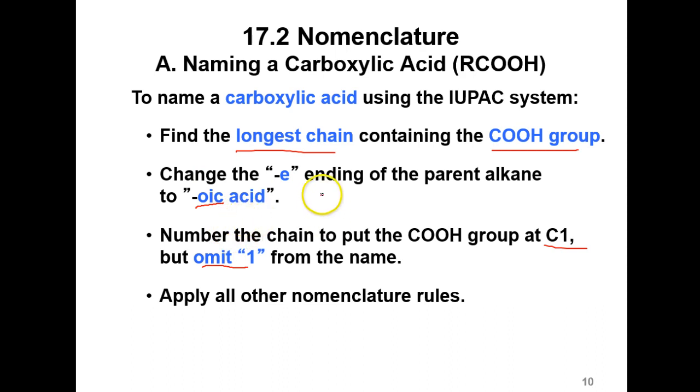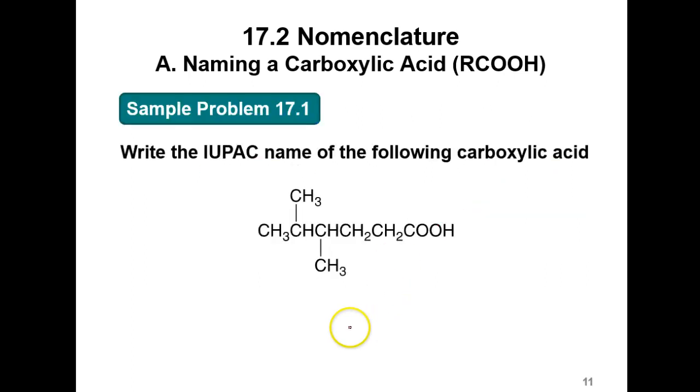If it's 5 carbons, it would be called pentanoic acid. That would be a 5-chain carboxylic acid. Then you apply all the normal other nomenclature rules. Here's an example. Our longest continuous chain that includes the carboxylic acid would be this chain right here. You start counting from the carboxylic acid. That's always carbon 1, 2, 3, 4, 5, 6.